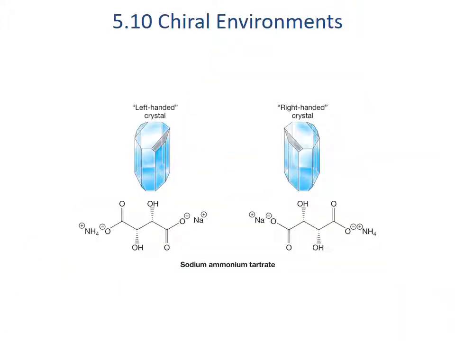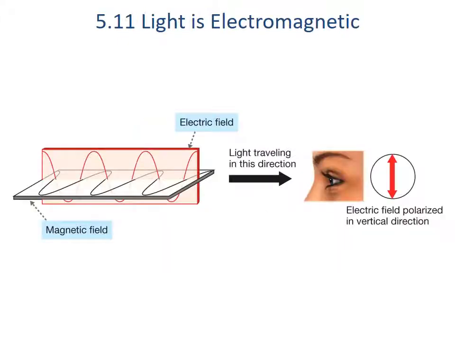conventional means. The very first chiral separation was done by hand, or by tweezers, I suppose, by Louis Pasteur, of pasteurization fame, who recognized that two different crystals formed from sodium ammonium tartrate and then proceeded to separate them one by one. There's one other way in which chiral molecules are different, and that's how they behave when exposed to polarized light. Remember, light is electromagnetic.